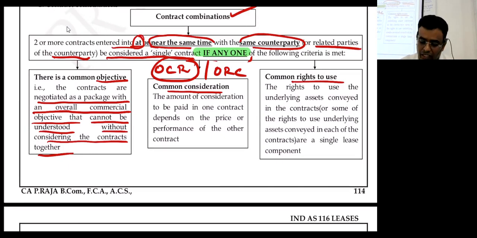Yes or no? So the negotiations are done together only.